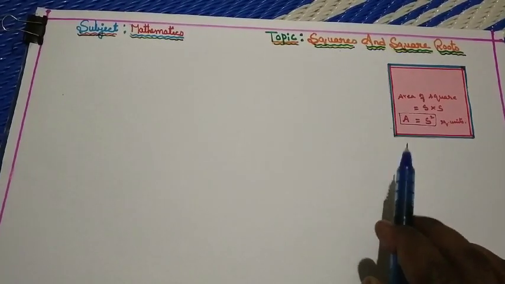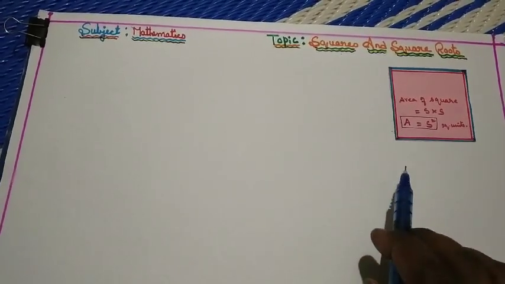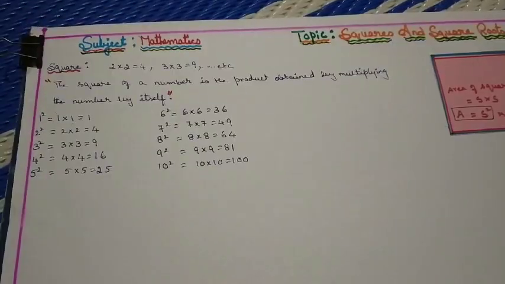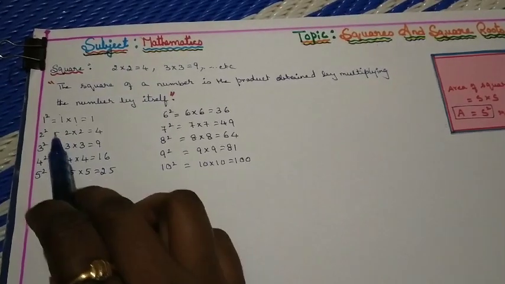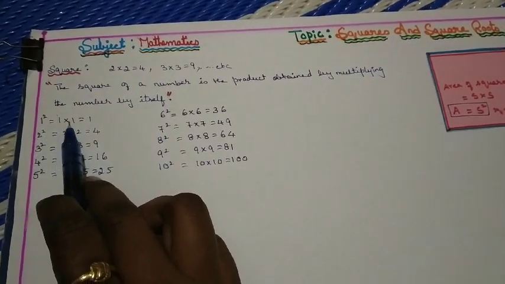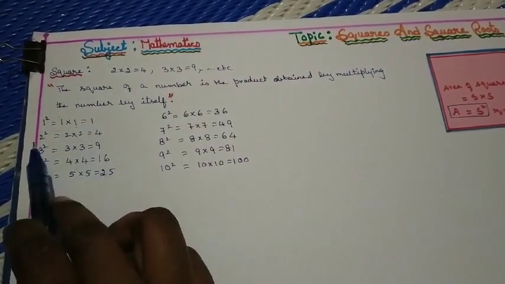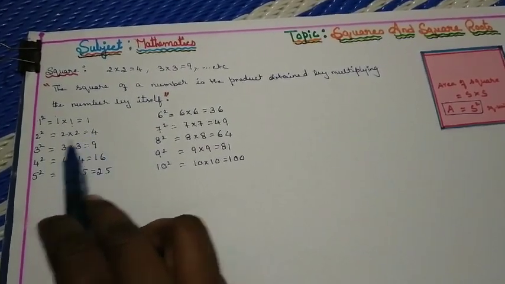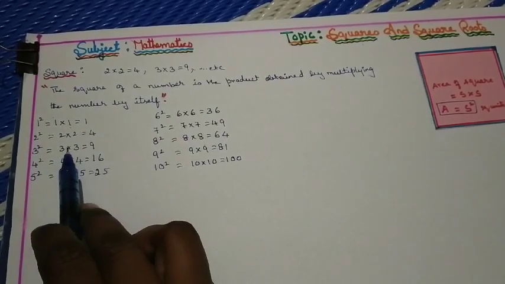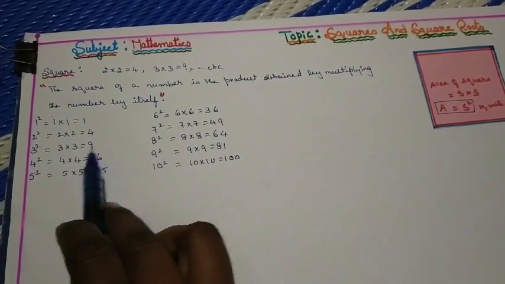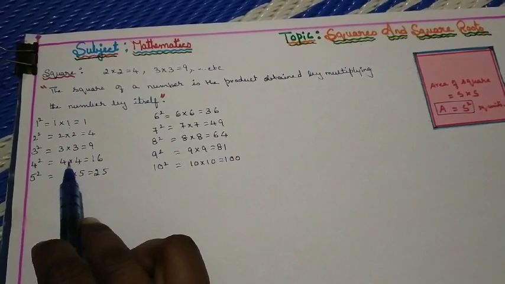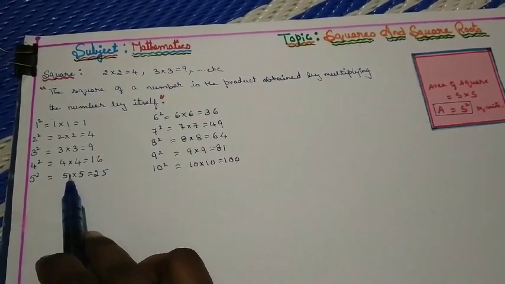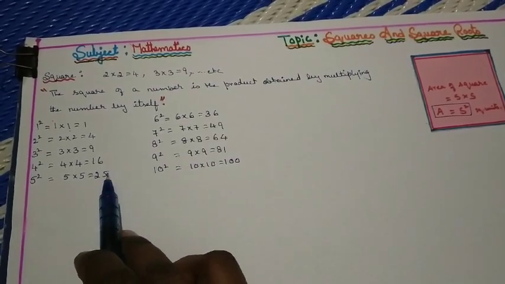That is, the square of a number is the product obtained by multiplying the number by itself. That is, 1 square equal to 1 into 1 equal to 1. 2 square is nothing but 2 into 2 equal to 4. 3 square equal to 3 into 3 equal to 9. 4 square equal to 4 into 4 equal to 16. 5 square equal to 5 into 5 equal to 25.